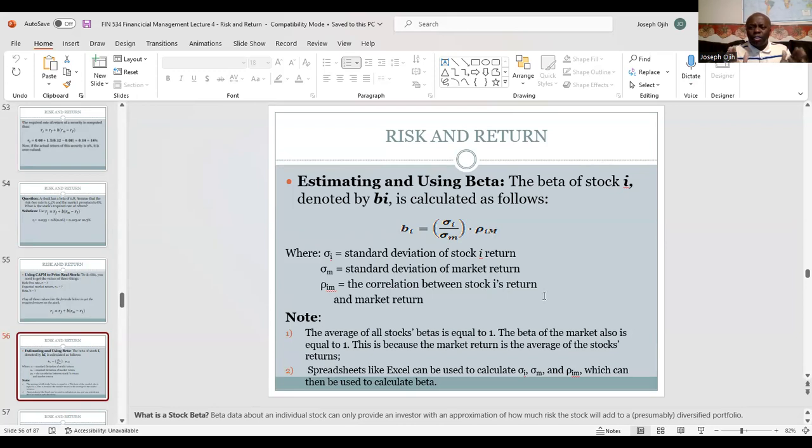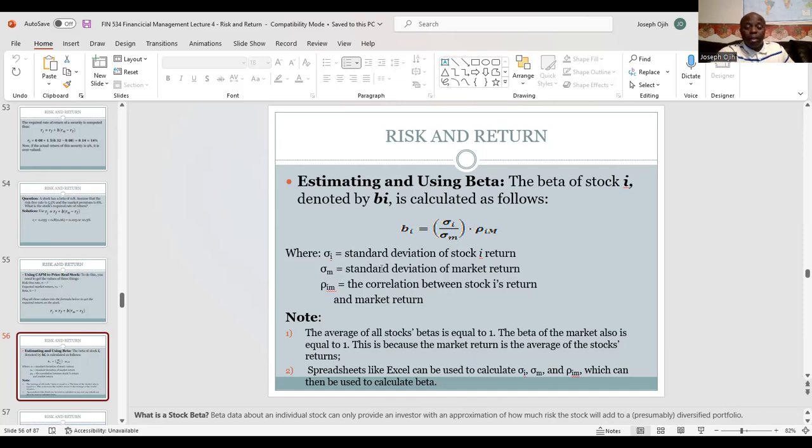All right, the beta of a stock I, denoted by beta I, is calculated using this formula here. Beta I equals delta I over delta M times rho IM. Now, all these things might sound like gibberish to you, but I'm going to break it down so that you understand what they mean. Delta I is the symbol that we use to represent the standard deviation of the stock return. So you find the stock return and find the standard deviation of that return. That will give you the delta I.